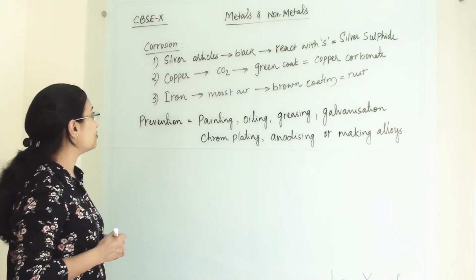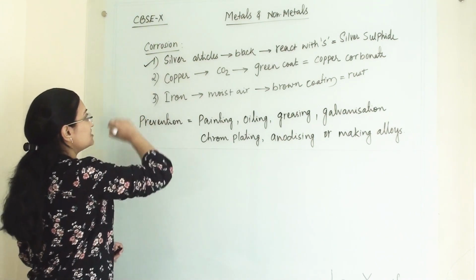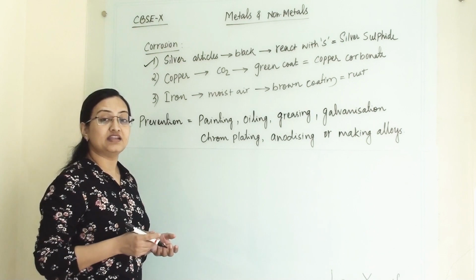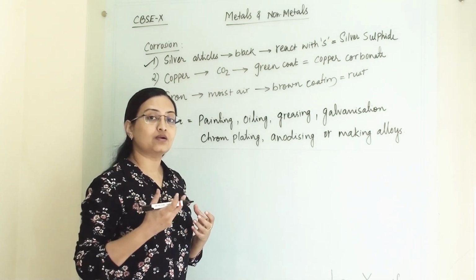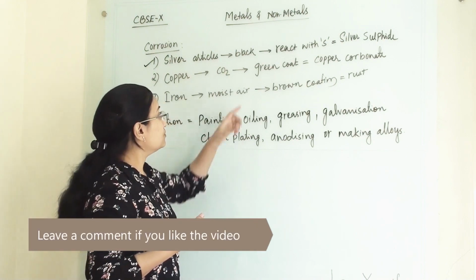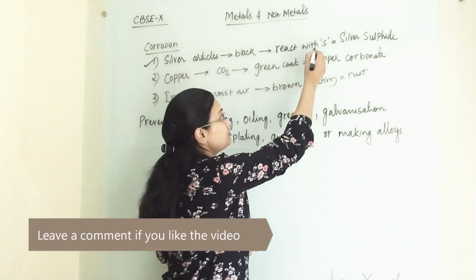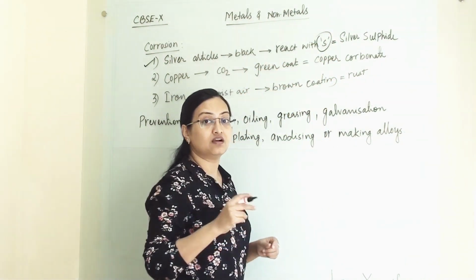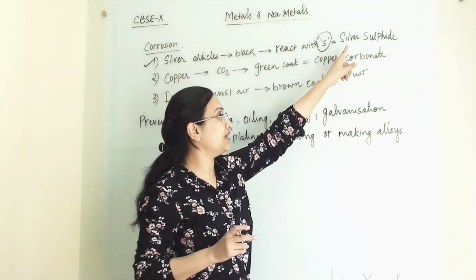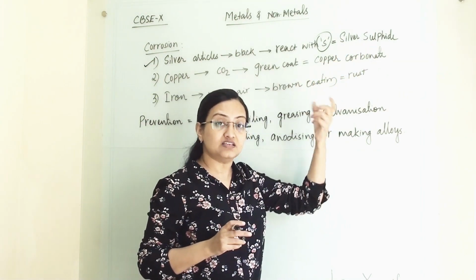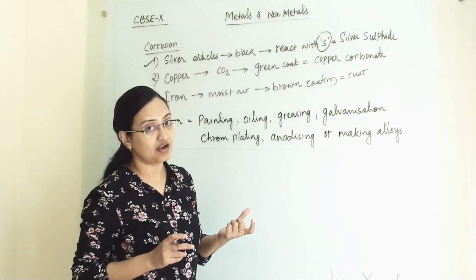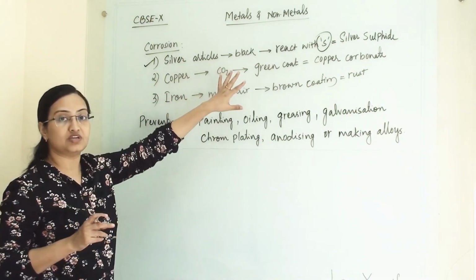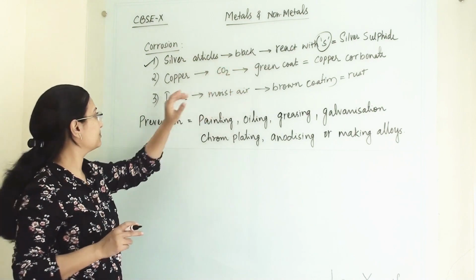Let us see some examples. First is silver. When silver articles are left out, we can see a black coating on them. When silver reacts with atmospheric sulfur, it makes silver sulfide, and this silver sulfide makes a black coating on the silver article. So this is termed as corrosion of silver.